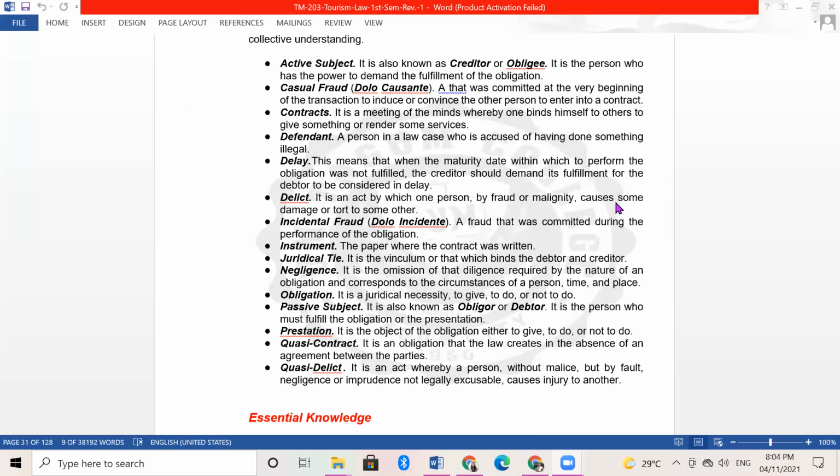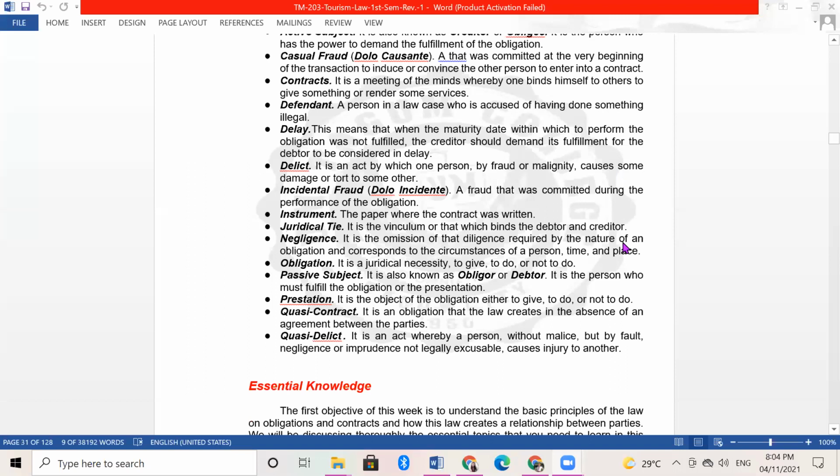Passive subject is also known as the obligor or the debtor. It is the person who must fulfill the obligation or the prestation. Prestation: the object of the obligation, either to give, to do, or not to do. Quasi-contract: an obligation that the law creates in the absence of an agreement between the parties. Last is the quasi-delict: an act whereby a person, without malice but by fault, negligence, or imprudence not legally excusable, causes injury to another.